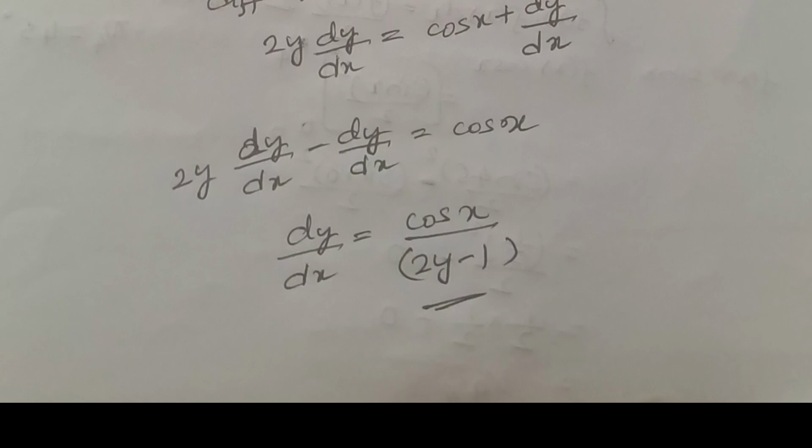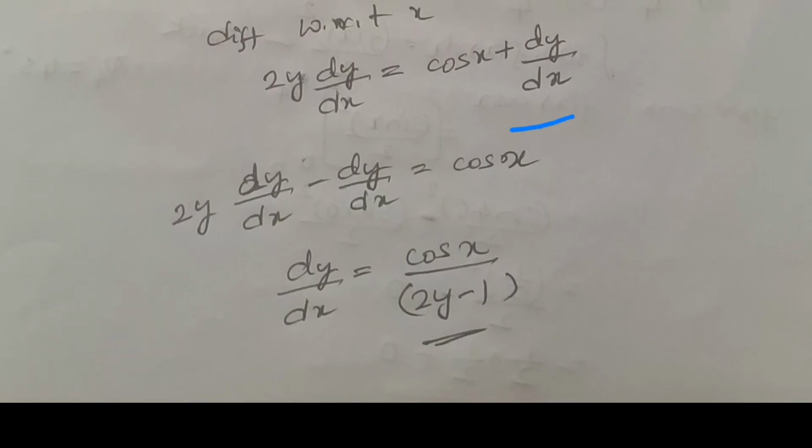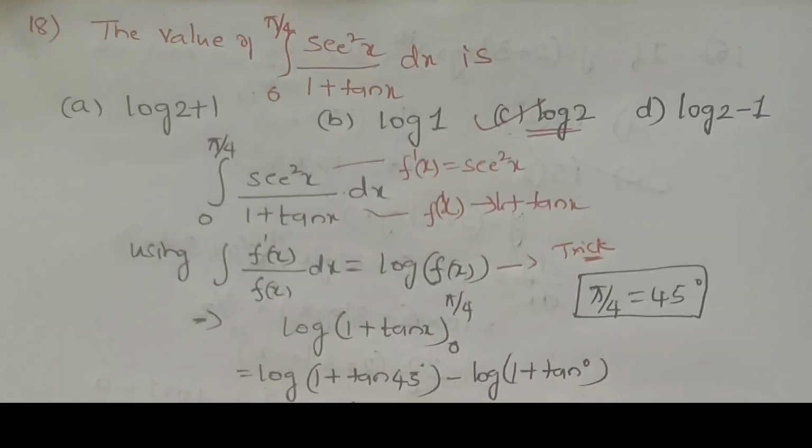In the same way, this y term we have shifted here. So cos x. So dy by dx is equal to cos x divided by 2y minus 1 will be the answer. Next question, we have to do integration.